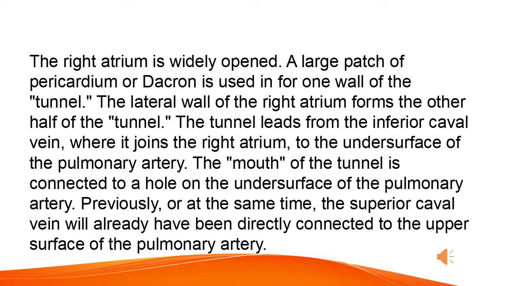The right atrium is widely opened. A large patch of pericardium or Dacron is used for one wall of the tunnel. The lateral wall of the right atrium forms the other half of the tunnel. The tunnel leads from the inferior caval vein, where it joins the right atrium, to the undersurface of the pulmonary artery. The mouth of the tunnel is connected to a hole on the undersurface of the pulmonary artery.